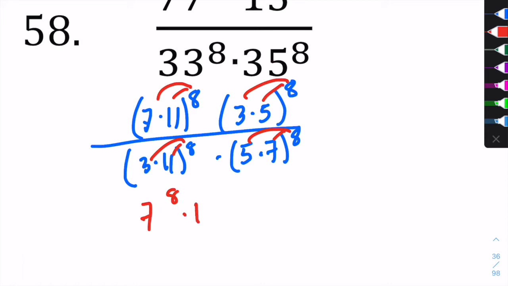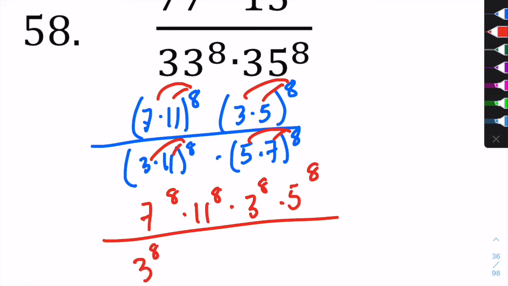So 7 to the 8th times 11 to the 8th times 3 to the 8th times 5 to the 8th, all over 3 to the 8th times 11 to the 8th times 5 to the 8th times 7 to the 8th. Whoa! Now we hopefully see a lot of things happening.